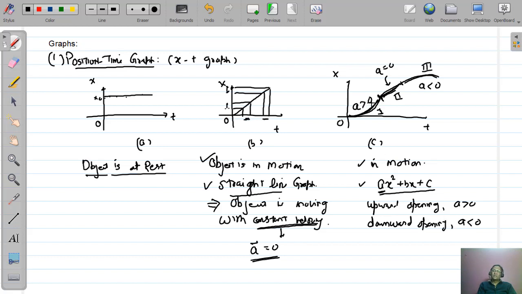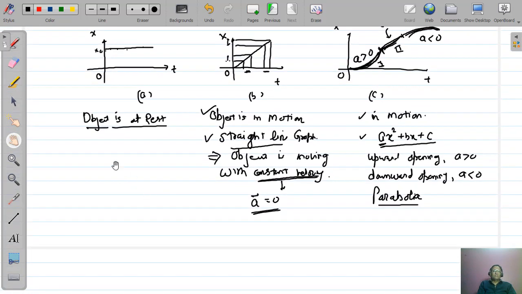And note that these curved graphs are parabolas. This is the parabolic path. This is also a parabolic path. It is downward opening, so acceleration is less than 0. That means it is a retardation. It is upward opening, it is acceleration. Here velocity increases with time. Here velocity decreases with time. In this portion, acceleration is 0. That means velocity is constant.